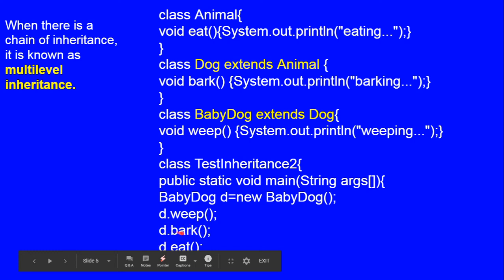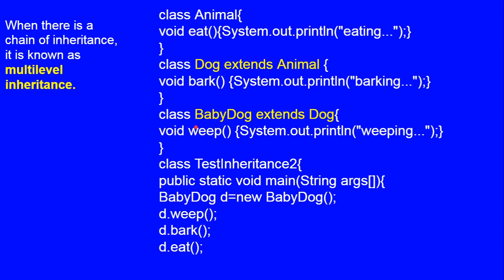Where is the bark function? That is in the previous class, which is the dog class. Where is the eat function? It is in the previous class of the dog class, which is the animal class. So since we have multi-level inheritance by these two lines, we are able to call the weep function, the bark function and the eat function.